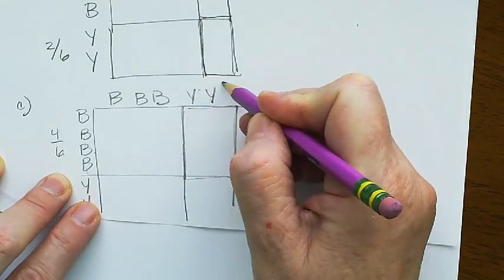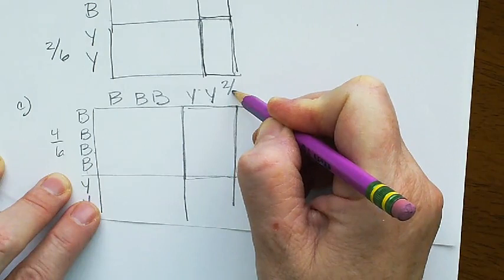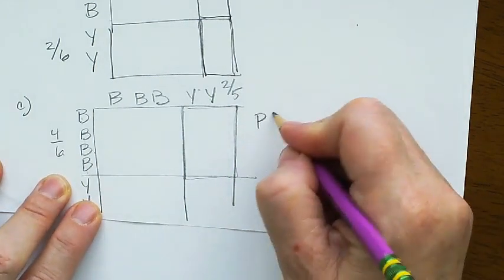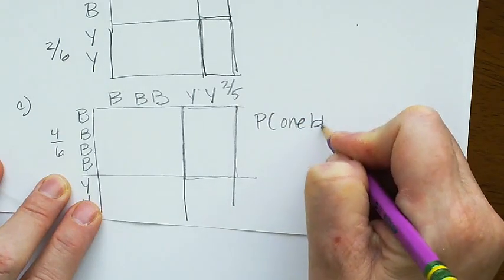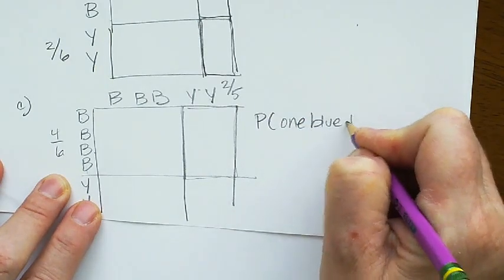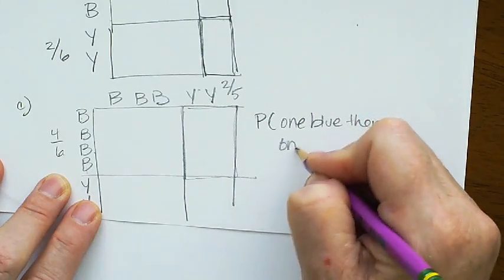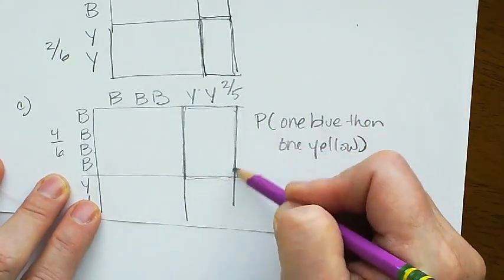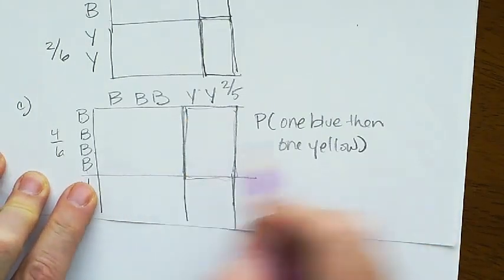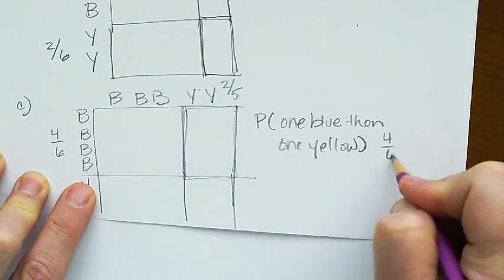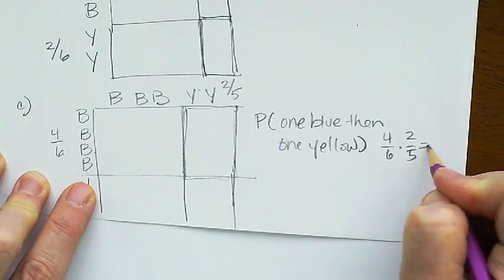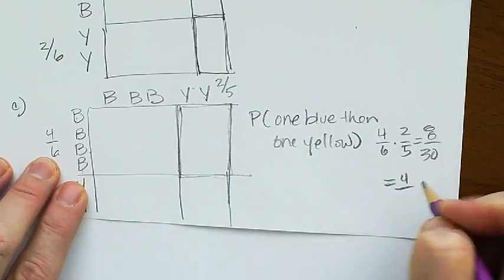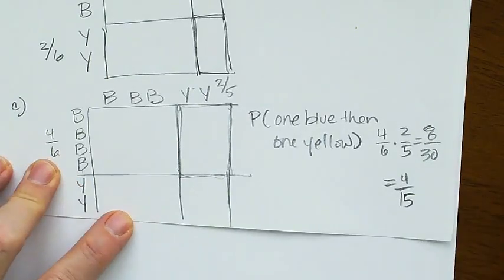So 4 over 6 times 2 over 5. So probability of 1 blue, then 1 yellow would be this rectangle right here. So that'd be 4 over 6 times 2 over 5, which would be 8 over 30, which would reduce to 4 over 15.